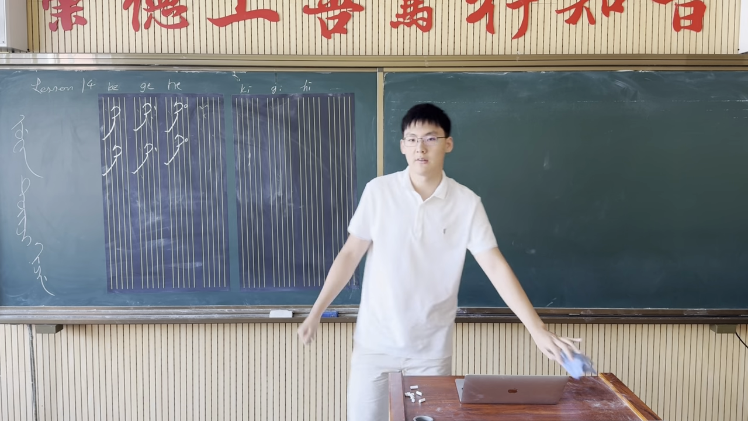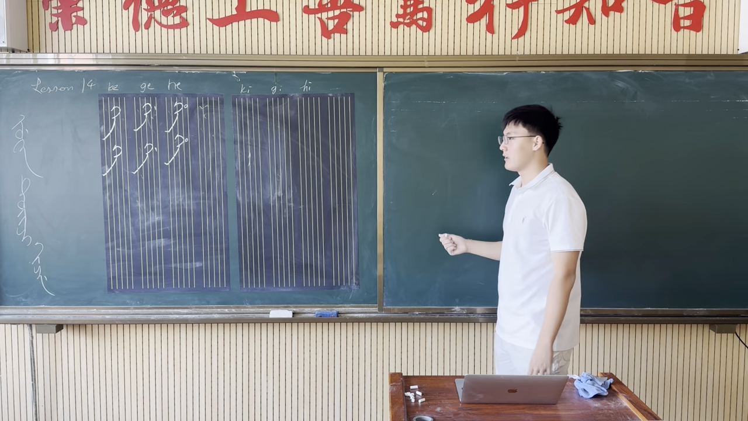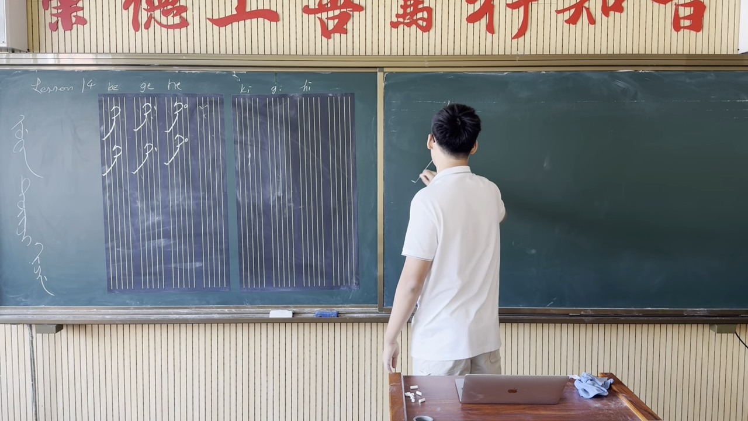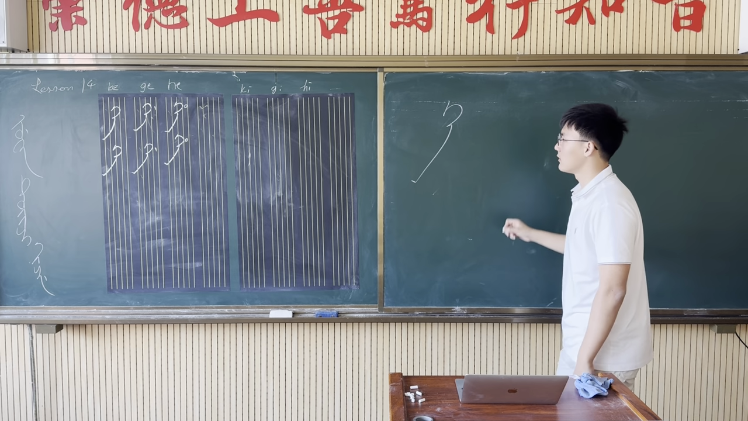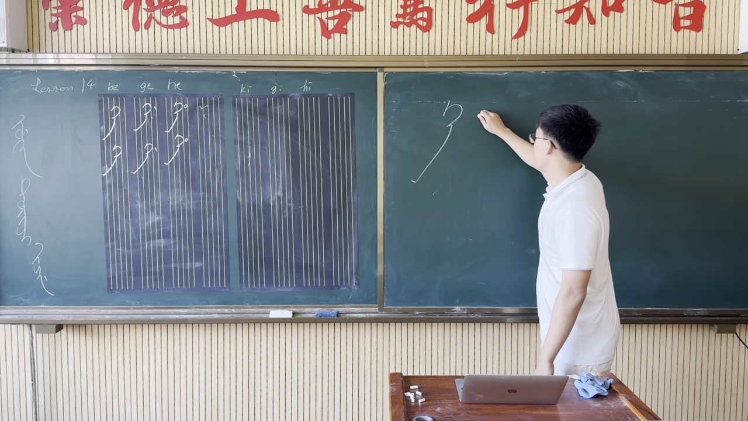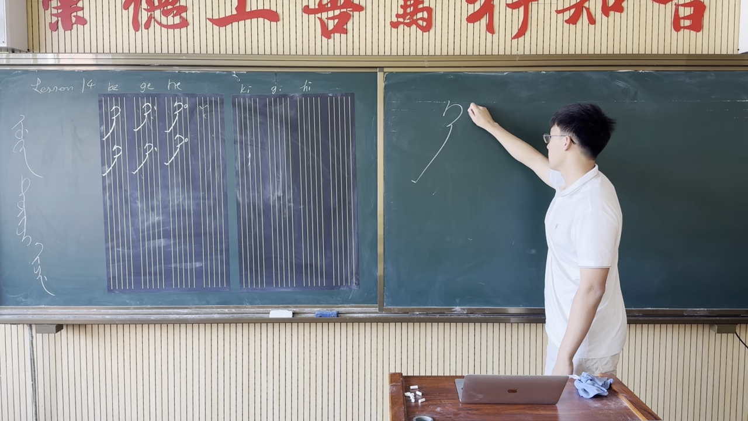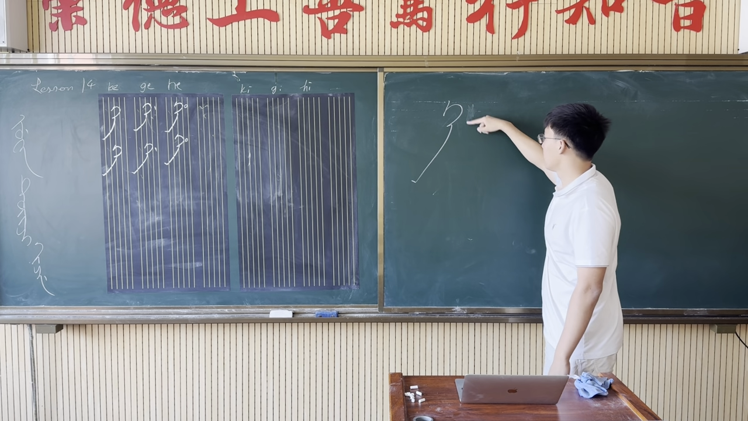Now I'll write 科 on this board so it's bigger and more clear for you guys to see. 科. And if you add a dot, that's 哥. And if you add a circle, that's 喝. Right?